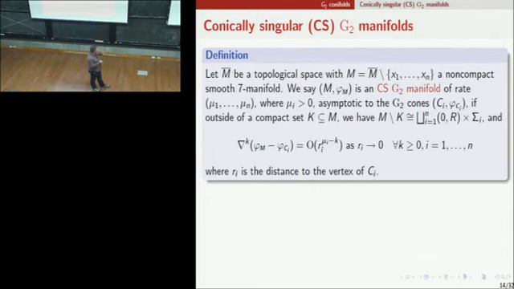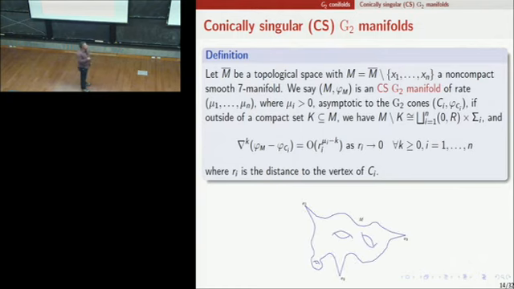And again, if you compare the G2 structure on M to the G2 structure on the ith cone and take the kth derivatives, then this is order of Ri to the mu_i minus k as Ri goes to 0, where Ri is the distance to this point xi. So it's the same thing, except now we can have lots of singularities.